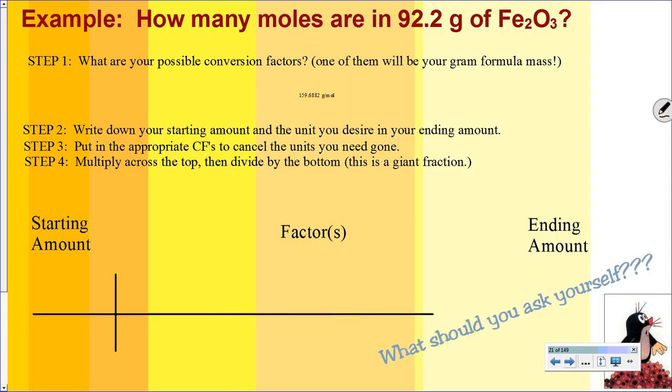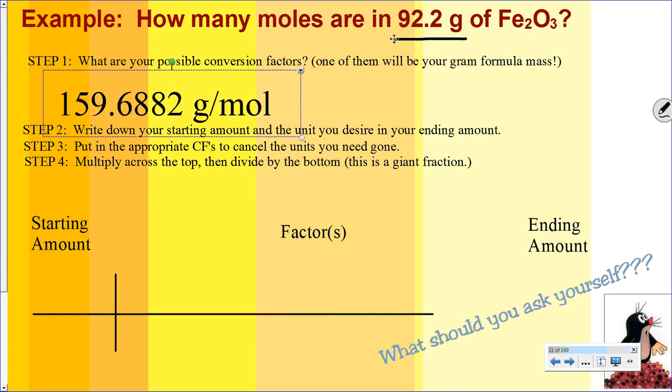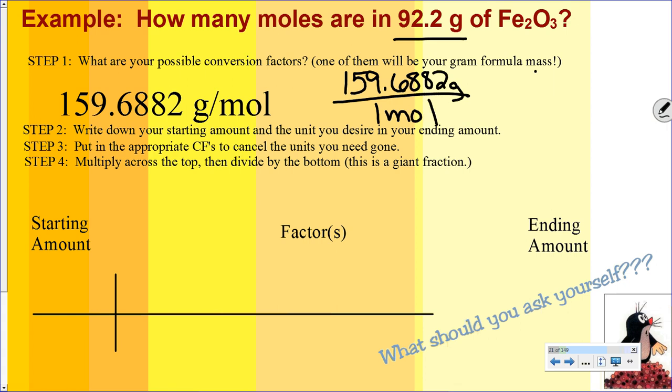So if I want to find out how many moles are in 92.2 grams of iron oxide, I'm going to start with my gram formula mass. And again, if you'd like to check that, you can pause the video and double check it. This can be written either as 159.6882 grams over 1 mole, or 1 mole over 159.6882 grams. So I have to think about what I want to get rid of.